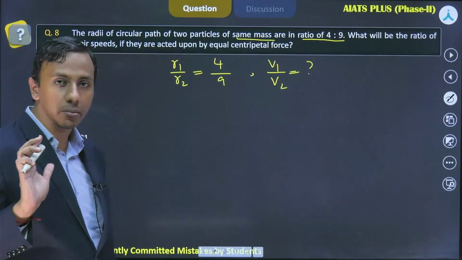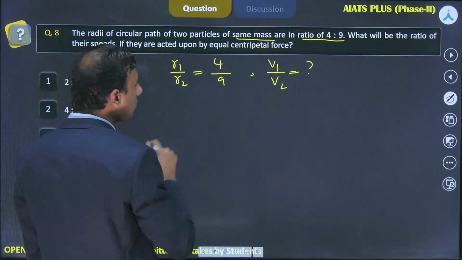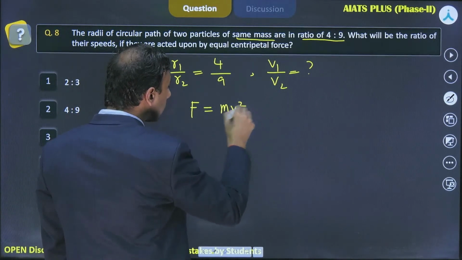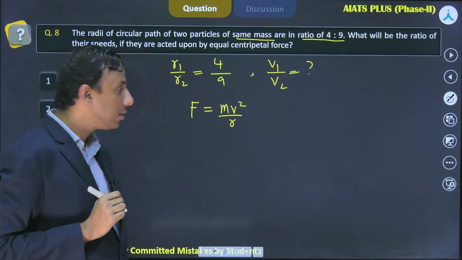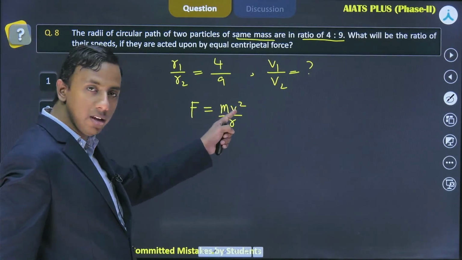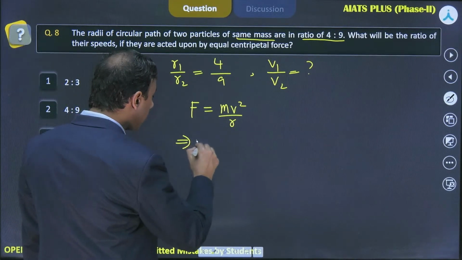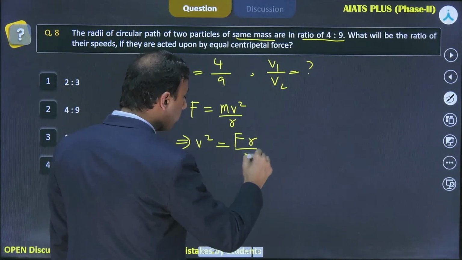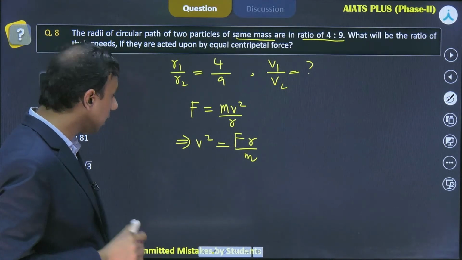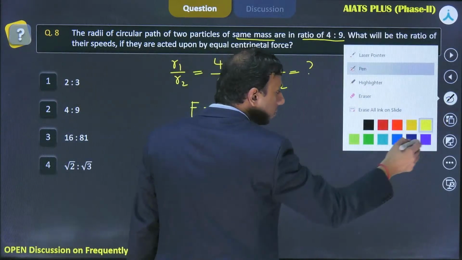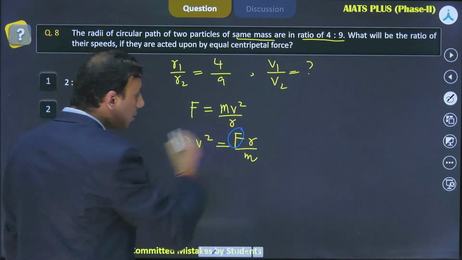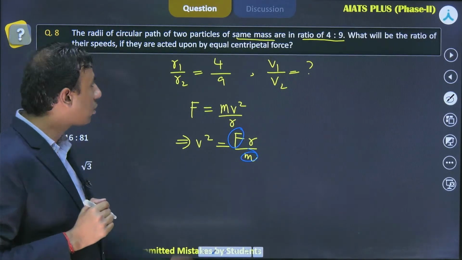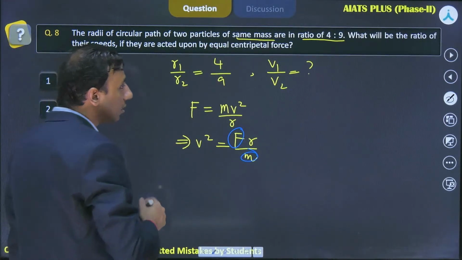But the centripetal force is the same. So what is the formula for centripetal force? Just now we discussed, it is m v square by r. So can you find the expression for v from here? V square can be written as, taking this r over there, F r upon m. Now if you see over here, F is constant for both the blocks, F is the same. Mass is also the same for both the blocks.